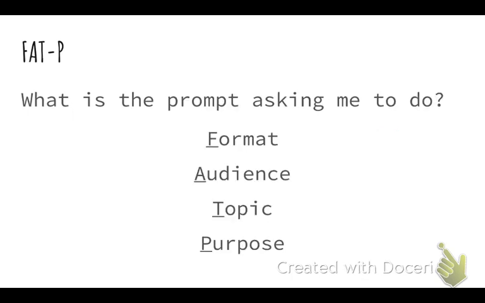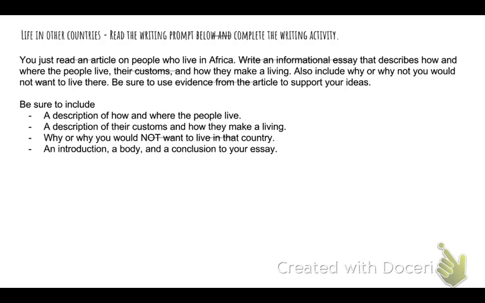FAT-P. Again, what is the prompt asking me to do? Format, audience, topic, purpose. For this first writing prompt, I'm going to show you how to do FAT-P. You're just going to watch what I do, pay attention. You do not need to do anything for this one. So the title is Life in Other Countries. I'm first going to read the prompt. That is the first step. Then I'm going to do FAT-P and show you how we do FAT-P. That's my second step. So I'm going to read the prompt.